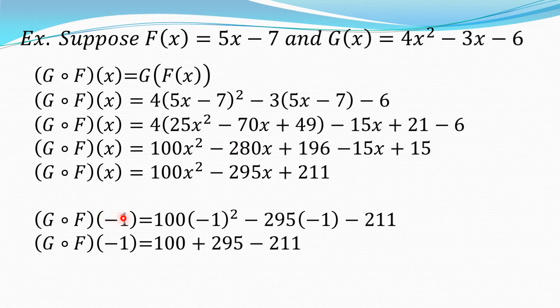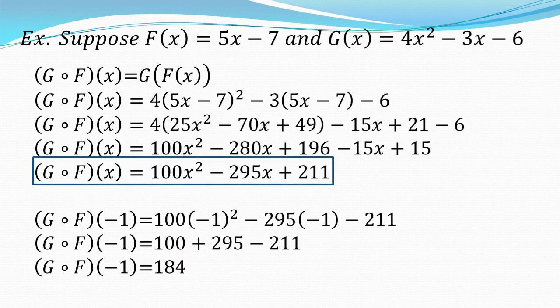Oh, and as for evaluating at x equals negative 1, just exchange all the x's with negative 1, and we have this. See? Negative 1, we evaluate this at an even exponent, so it's positive 1, so just 100. Negative 295 times negative 1, minus 211. We subtract and add, and we get this. So those are your final answers.